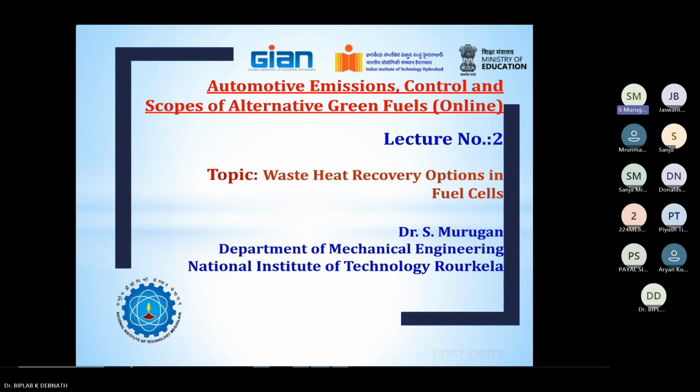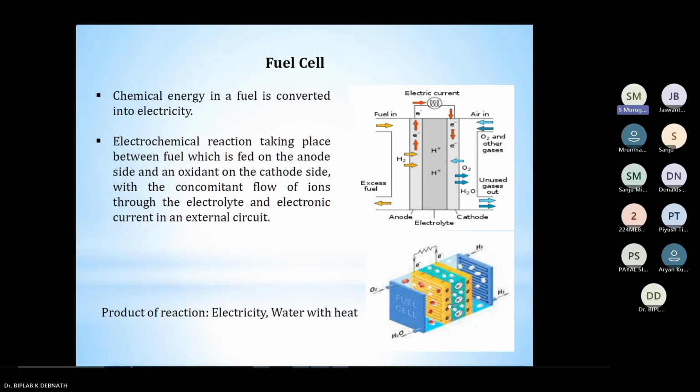Today, my lecture is waste heat recovery options in fuel cells. Yesterday, I talked about the different alternative fuels which can be used in automotive vehicles. The examples include biodiesel, of course, natural gas, LPG, hydrogen, ethanol, all these things I told. There are, of course, liquid and gaseous fuels. In addition to that, we have battery operated electric vehicles and fuel cell operated vehicles. Fuel cells can be combined with electric vehicle mode, so that we can call it a hybrid vehicle. Now, I will talk about fuel cell basics and then what are the waste heat recovery options from fuel cells.